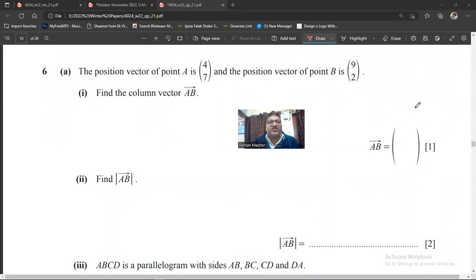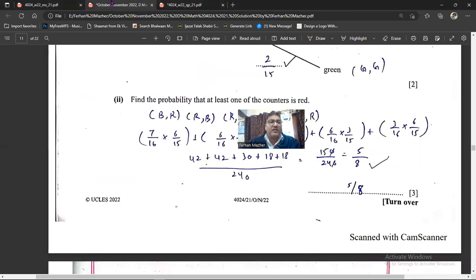So we are on question number 6, part A. The position vector of the point A is the column vector 4, 7. And the position vector of the point B is the column vector 9, 2. Find the column vector of AB. Remember the formula for the position vectors: OA plus AB equals OB. That's the formula for the position vectors for AB.